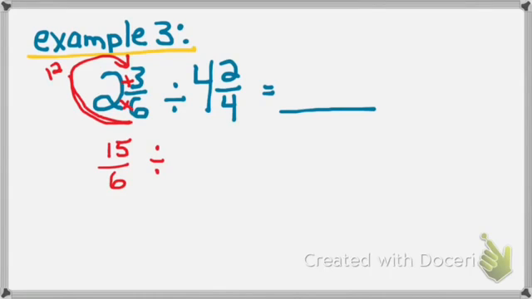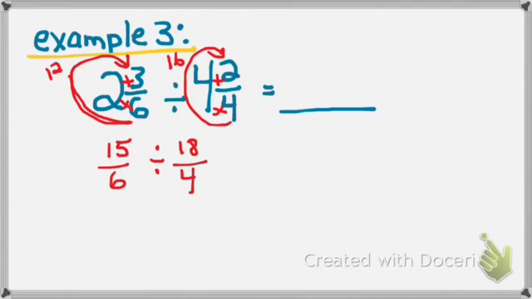Bring down my division sign. Add and multiply. 4 times 4 is 16. 16 plus 2 is 18. Denominator stays the same, so that is 18/4. So now I have this division problem, 15/6 divided by 18/4.